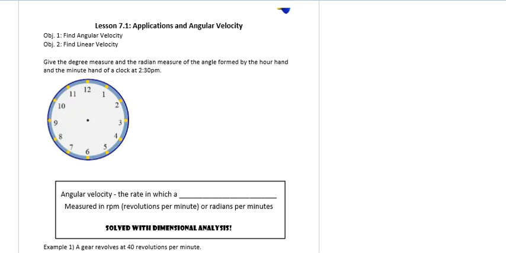Okay, so I gave you some time if you want to pause. Angular and linear velocity. Give the degree measure and the radian measure of the angle formed by the hour hand and the minute hand at 2:30 p.m. Now this one's kind of a tricky question.